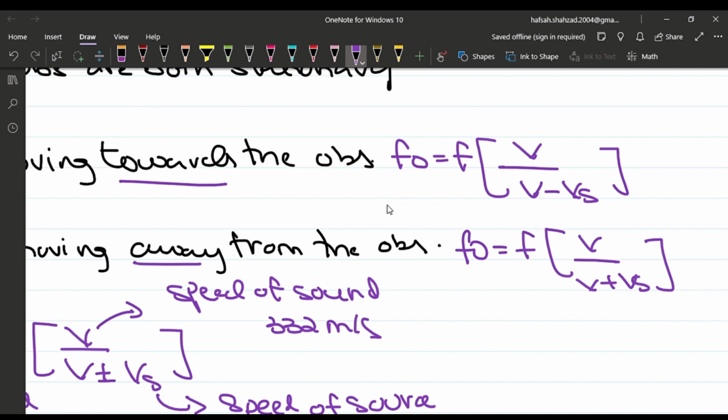And when the source is moving away from the observer, the case would be the opposite, because we need a lesser observed frequency. For that we will increase the value of the denominator so that the fraction's value decreases automatically, right? This is the concept of Doppler's effect.